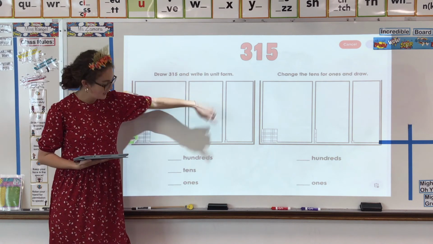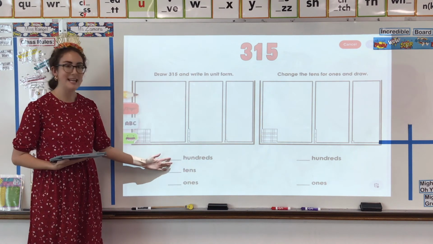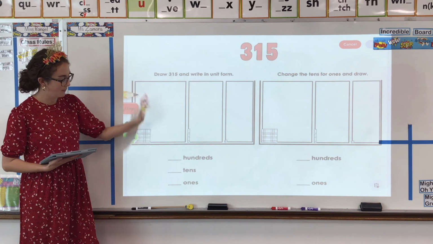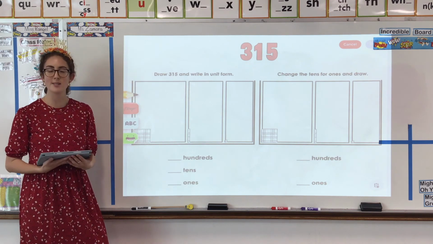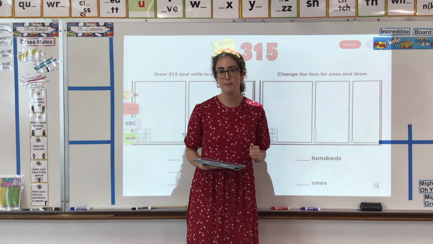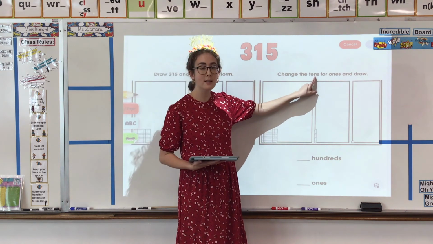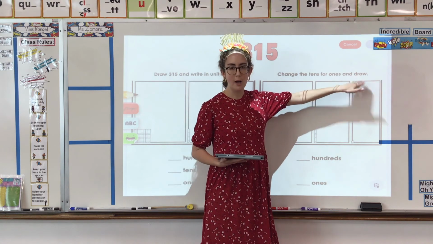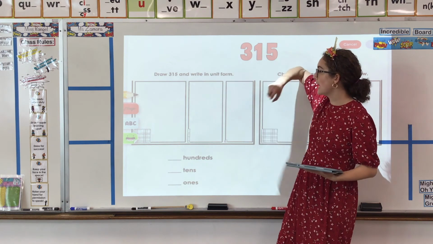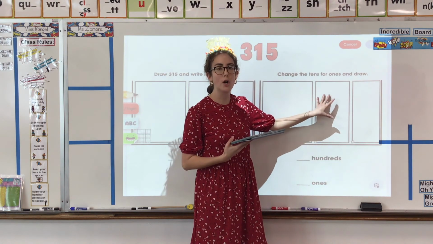So you're going to draw, and then down here, you're going to write it in unit form. So your drawing needs to match your unit form. That's one way we can draw this number, in hundreds, tens, and ones. But then, if we check out our second chart, it asks you to mix it up. On this second one, you're going to change the tens for ones and draw. So you're going to take whatever you have in the tens place and change it to a group of ones and draw that difference on your chart.